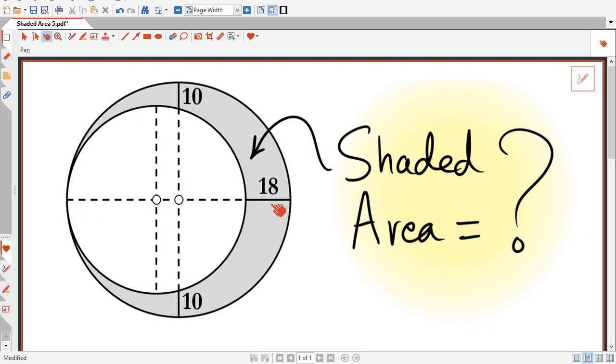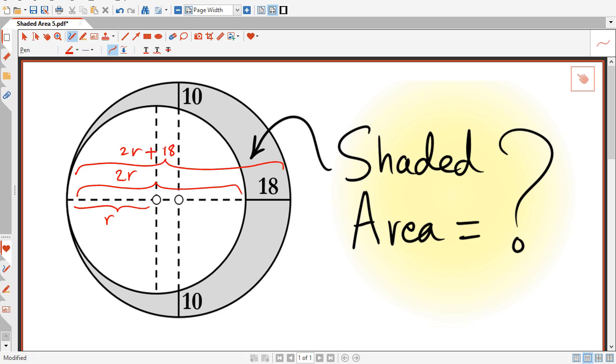Okay, now to solve this question, I will start by calling this distance here, which is the radius of the inner circle, r. If this is r, that means that the diameter of the inner circle is going to be double that, so it's going to be twice r. So this distance here is going to be equal to twice r. Okay, and the diameter of the outer circle is going to be equal to this distance here, which is 2r plus 18. So that makes the diameter of the outer circle 2r plus 18.